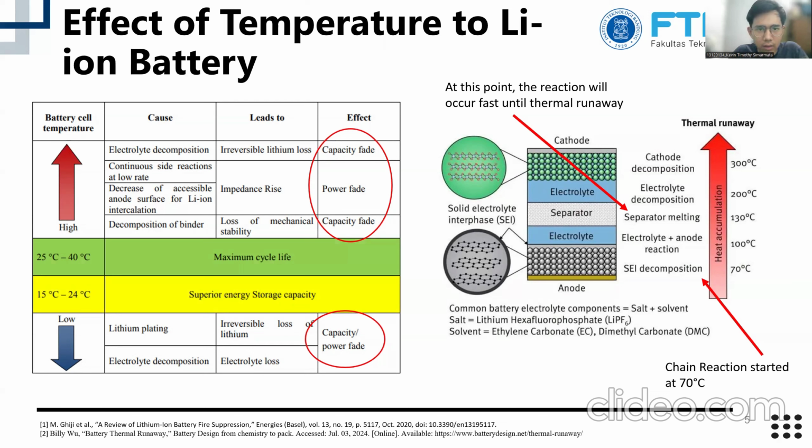And this is the thermal runaway process. The thermal runaway process is a chain reaction. First, it starts at 70 degrees Celsius, where the SEI layer will be decomposed, and after that the chain reaction starts. After the separator melts, the anode and cathode will meet each other, and there will be a short circuit, and then there will be an explosion and the battery catches fire.